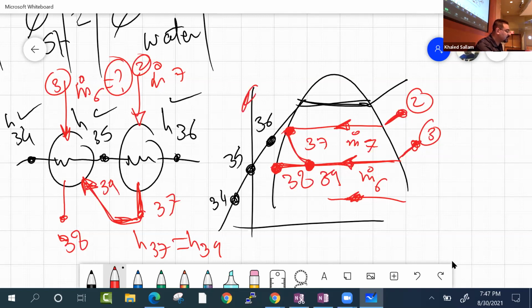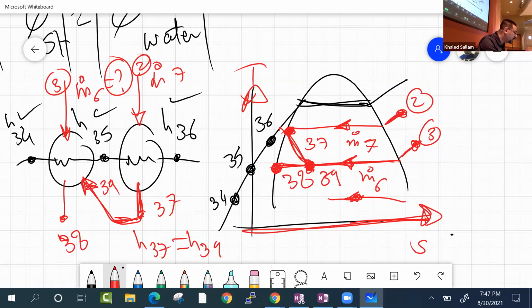This is the TS diagram. Right, so throttling is not isentropic. There is loss of availability. You take this high pressure and dump it down through a throttling valve or a small pipe. Why? Because the pressure here is low, so it goes down. Right?